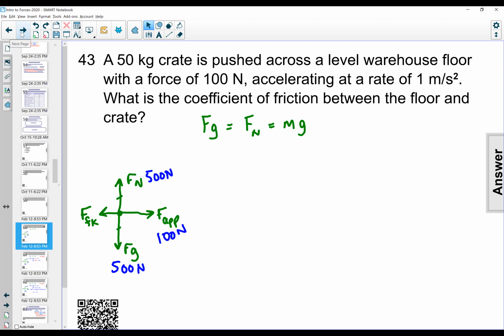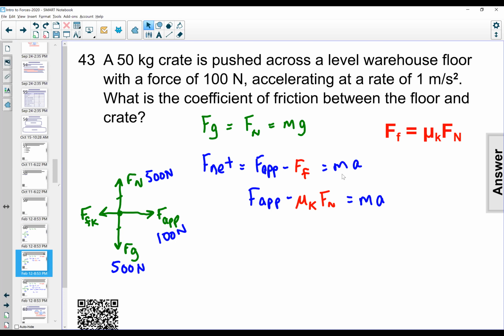The next thing that I do is try to figure out, well, how can I find some relationship that includes that friction force? So I just went to two things. I thought, well, friction force is equal to the coefficient of kinetic friction times normal force. And I know net force can be found by taking the applied force minus friction, because that would be the vector sum of these two horizontal forces. And I also know net force can be found by taking mass times acceleration. So I've got my Newton's second law relationship here.